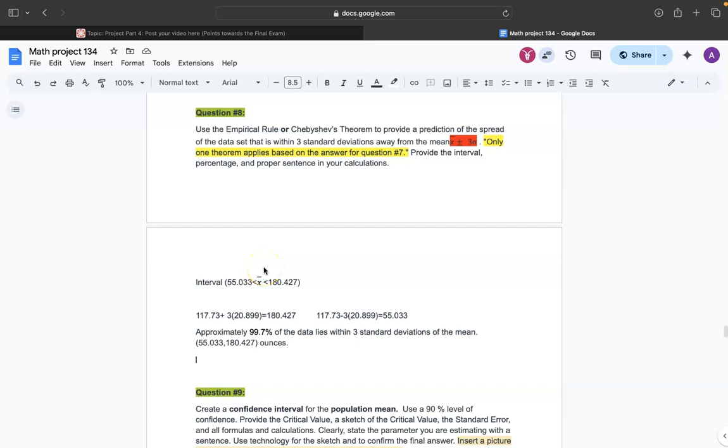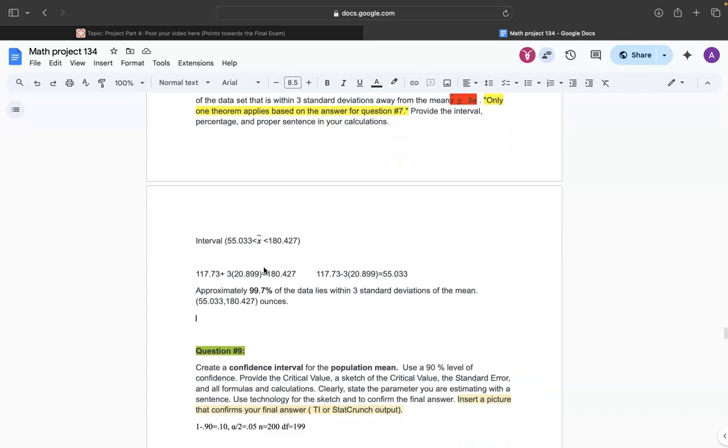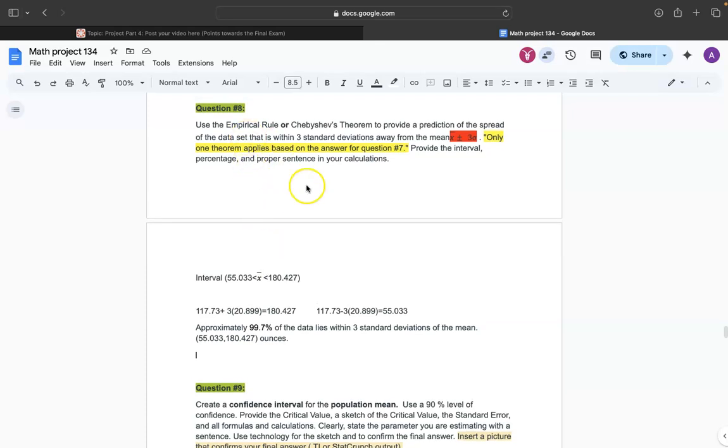Good evening, class. As for question number 8, it states to use the empirical rule or Chebyshev theorem to provide a prediction of the spread of the data that is within 3 standard deviations away from the mean, which consists of x bar plus and minus 3 sigma. For our data set, we decided to use the empirical rule.